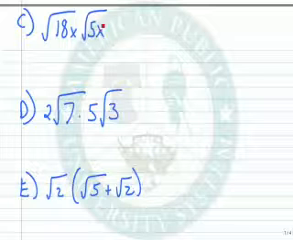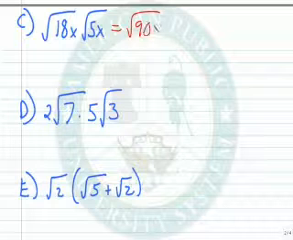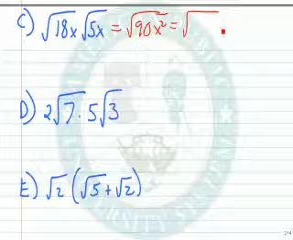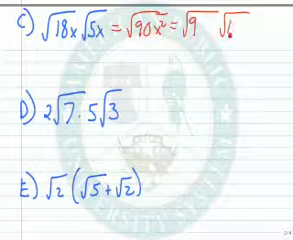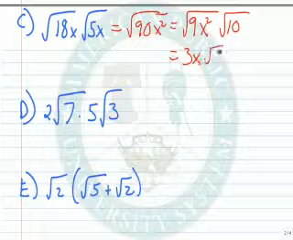The square root of 18x times 5x. We multiply them together, we get the square root of 90x squared. Can we break this down into those that we can have as a perfect square and those that aren't? Let's see, we can have 9 times 10. X squared is an even power, so we're left with 3x times the square root of 10.